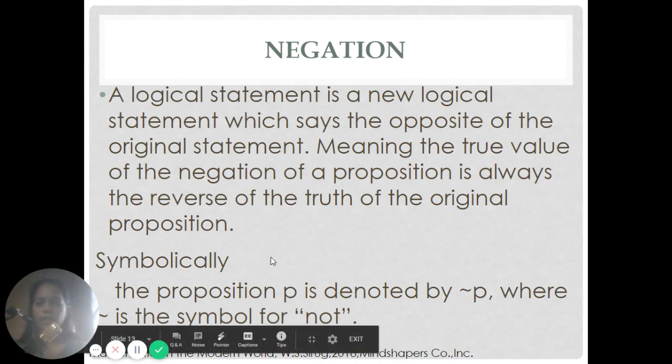And that ends the discussion of elementary logic.